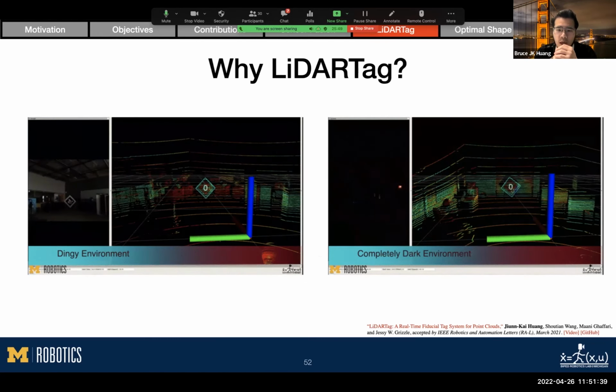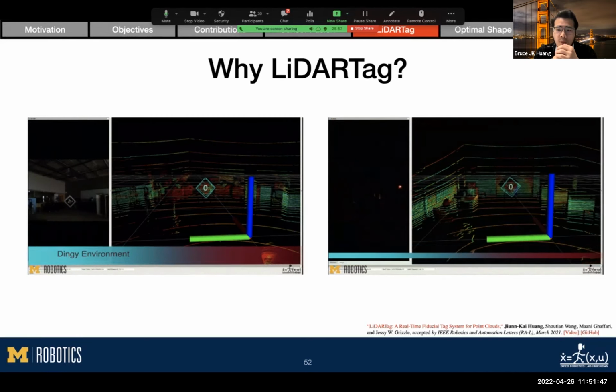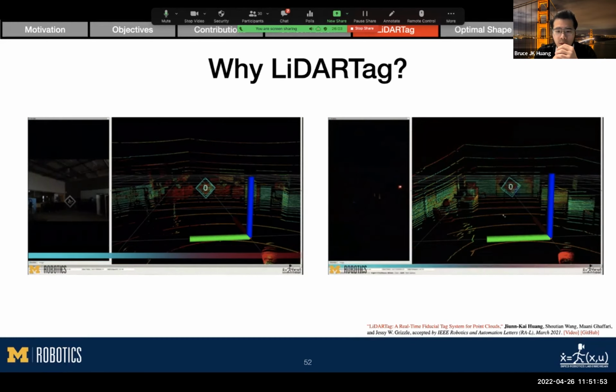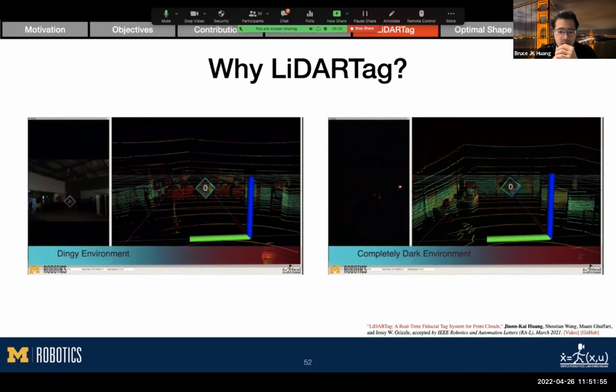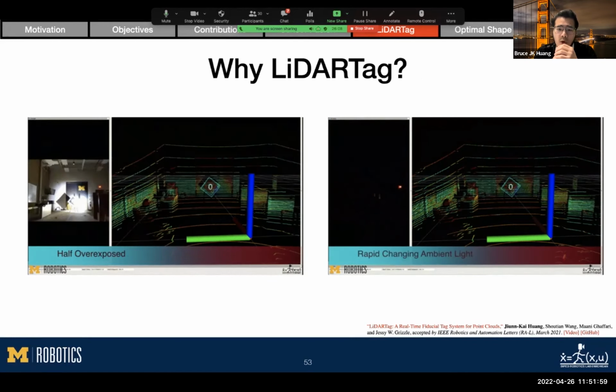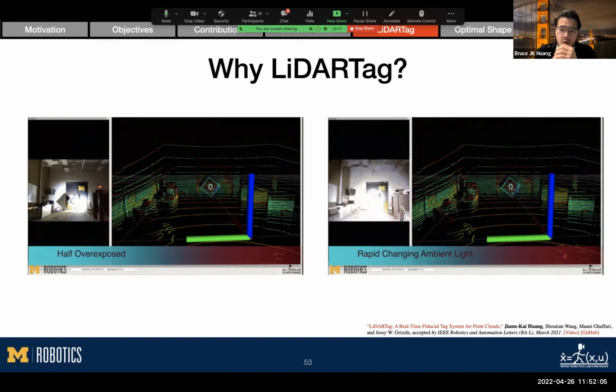Why should we use LiDAR tag? What's the benefit of using LiDAR tags? Due to the intrinsic properties of LiDARs, the measurements are not affected by ambient lighting. For example, if the scene is dim or completely dark, it doesn't affect the detection of the LiDAR tag. Even in these kinds of extreme environments, the detection is still stable and we will not lose track of the tags.